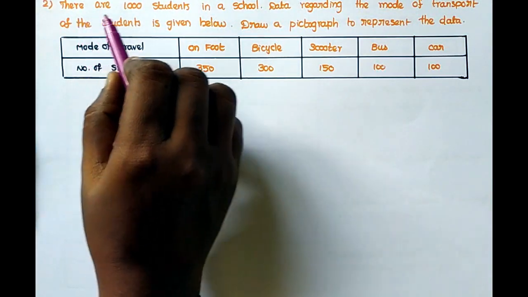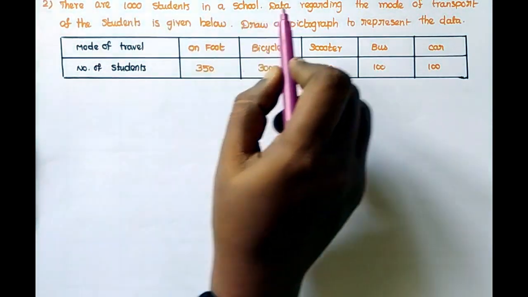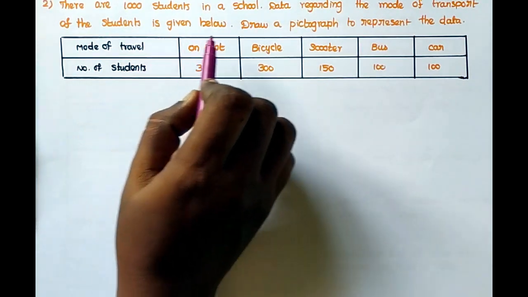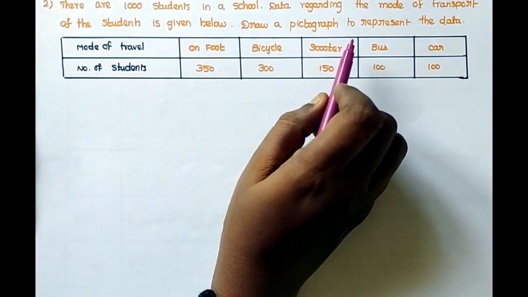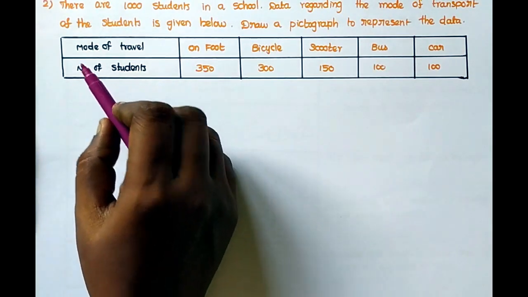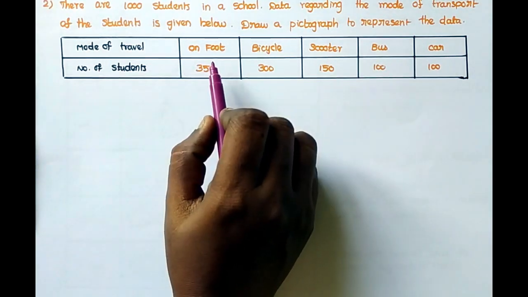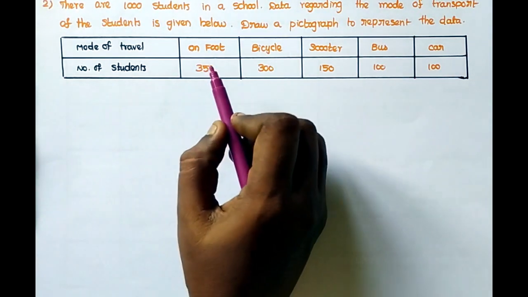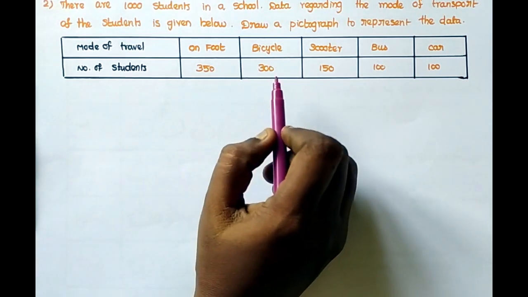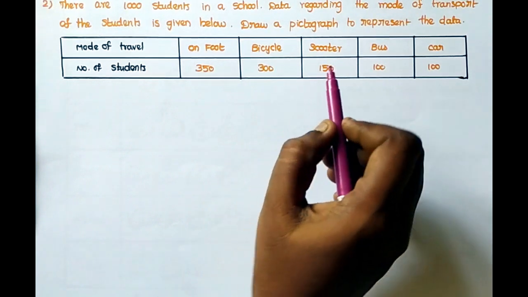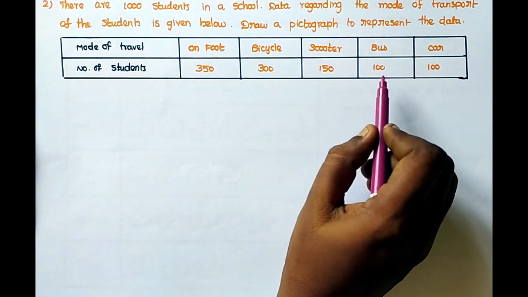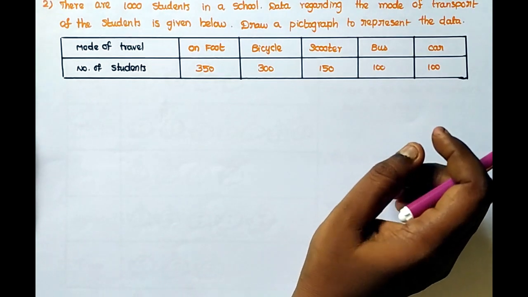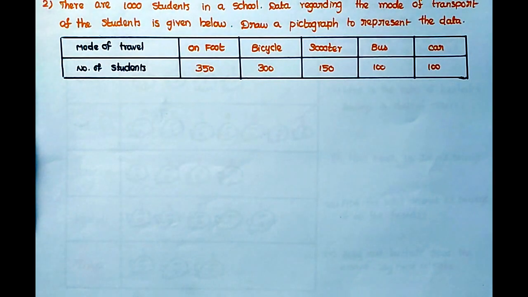Second sum, there are 1000 students in a school. Data regarding the mode of transport of the students is given below. Draw a pictograph to represent the data. Mode of travel: on foot, bicycle, scooter, bus, car. Number of students: 350 on foot, 300 by bicycle, 150 by scooter, 100 by bus and 100 by car. We have to draw the pictograph for that.